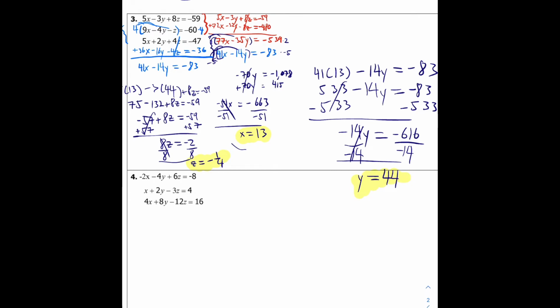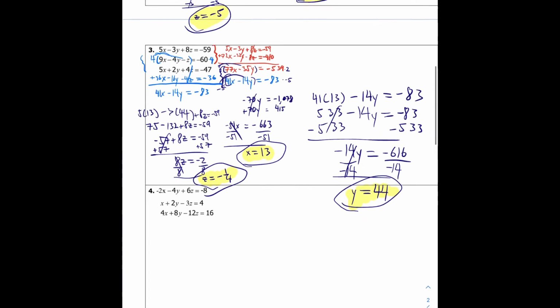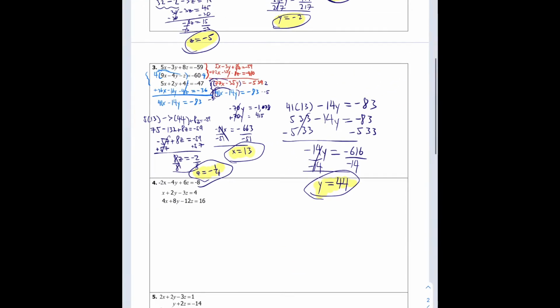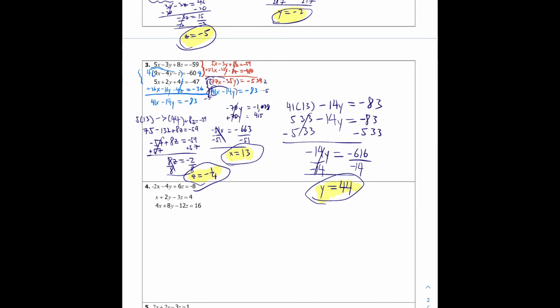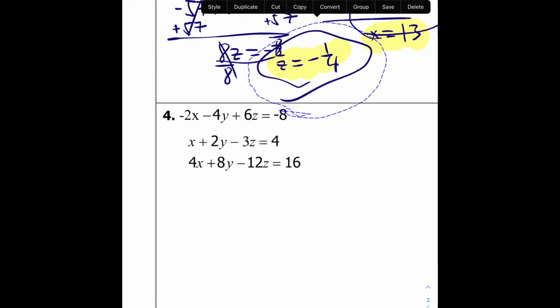Guys, be careful about making mistakes. If you're doing this math and you see I've made a mistake, I apologize. There's just a million different opportunities to make a mistake when you're doing this. It's not too complicated of a process, but there's a lot of room for mistakes. So let's move on to number 4.